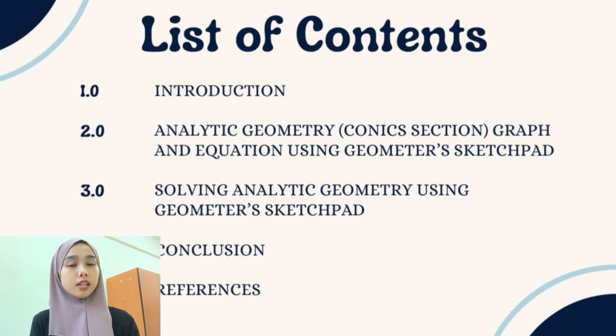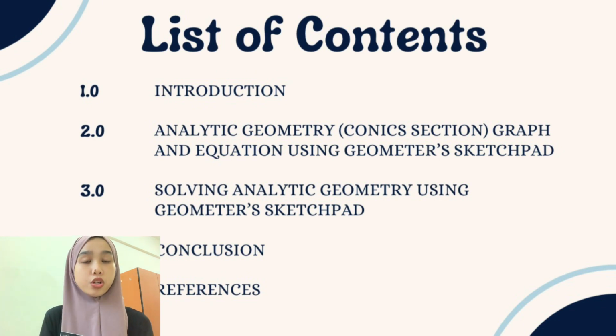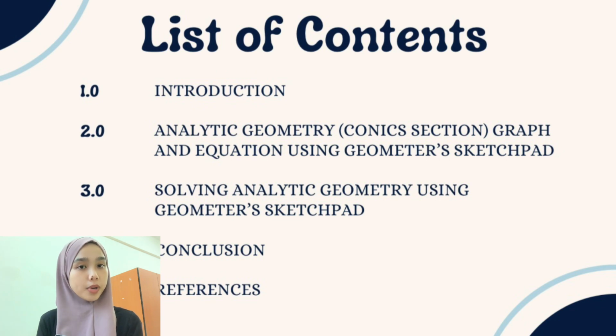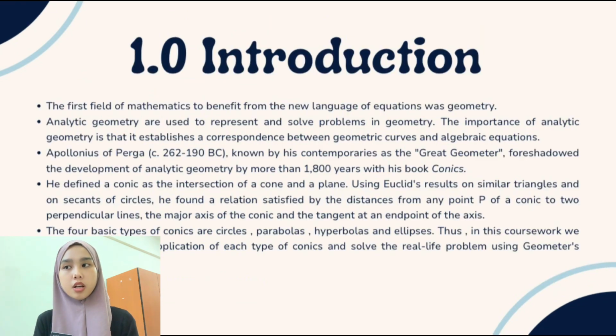So the first one is the list of contents. Let me read the list of contents first. 1.0 is the introduction, 2.0 is the analytic geometry, conic section, graph and equation using Geometer Sketchpad, 3.0 solving analytic geometry using Geometer Sketchpad, GSP, and lastly 4.0 is the conclusion. So the first one is the introduction.